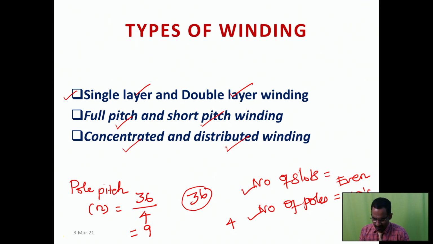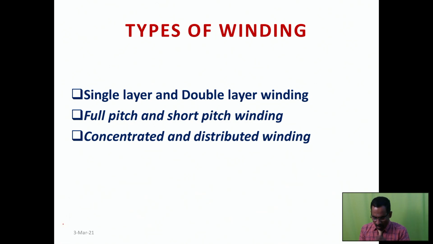So what does it mean? I already told you that one pair of poles is responsible for creating a single sine wave. If I have 36 slots, I can see the cut section view like this.